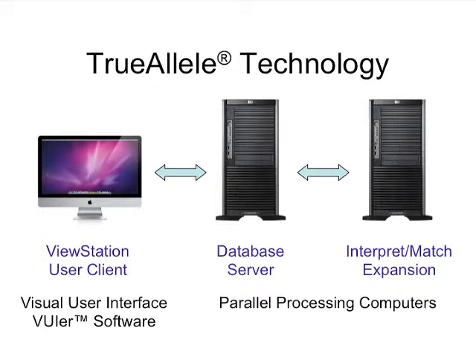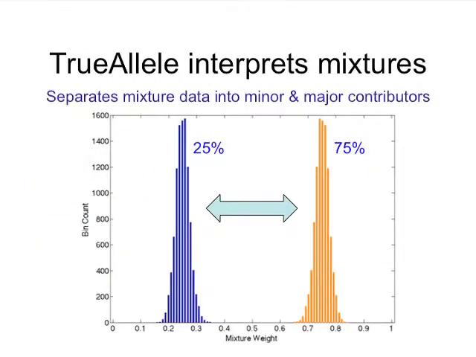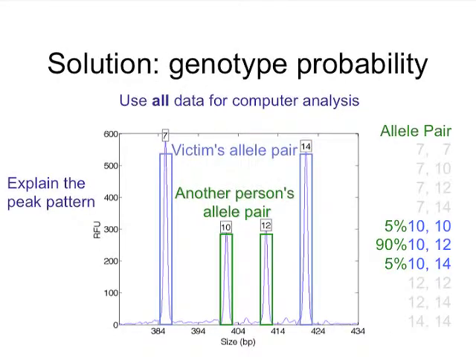What TrueAllele does is, instead of looking at surface features of just whether peaks might be present or absent, it separates the genetic components into different contributors. There could be 2, as shown here, 3, 4, 5, and so it works on the genotypes of each contributor separately, and it solves it using Bayesian computing, where it uses all the data for computer analysis. It doesn't say peaks are too high or too low. It uses the entire pattern. And its goal is to explain the peak pattern.